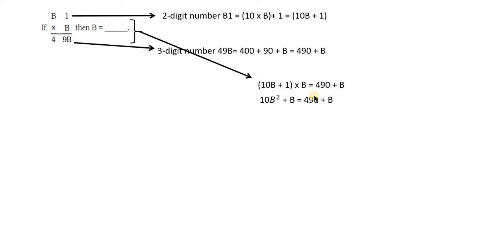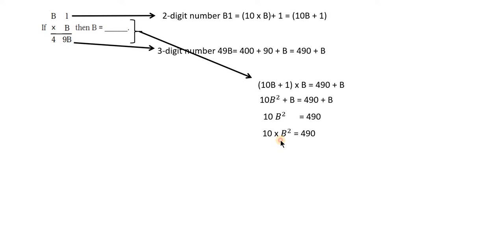So you can shift terms or apply the rules of transposing. If I transpose this plus b from the left hand side to the right hand side, it will become minus b. Already there is a plus b on the right hand side, so this minus b gets cancelled. You will get 10b square on the left hand side, and on the right hand side only 490 left. 10b square means 10 into b square. So 10 into b square equal to 490. If you transpose the factor 10 to the right hand side, the multiplying factor will become a division factor. So 490 divided by 10 means 49.